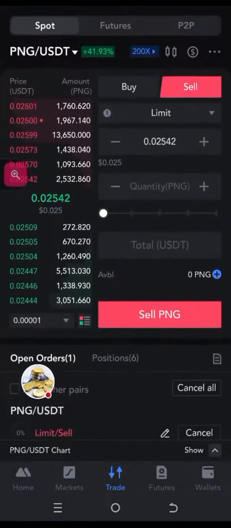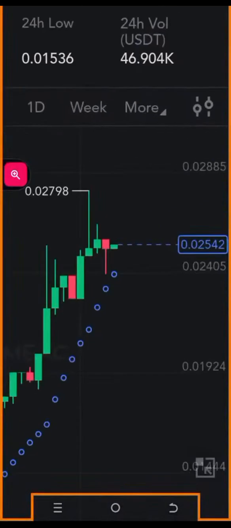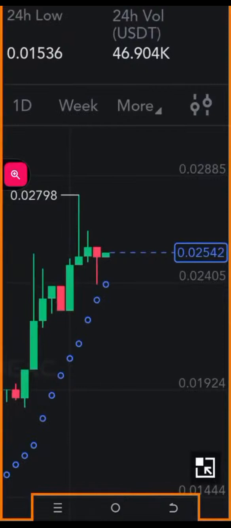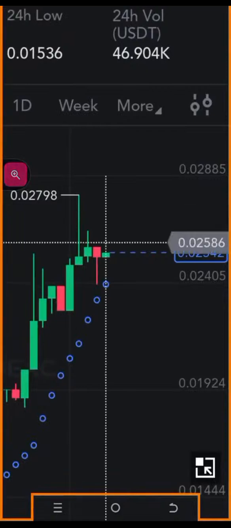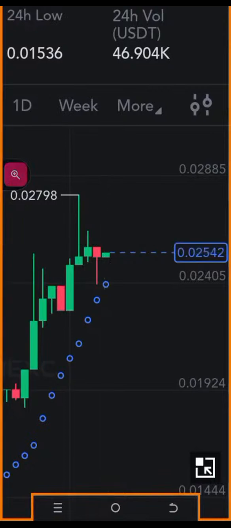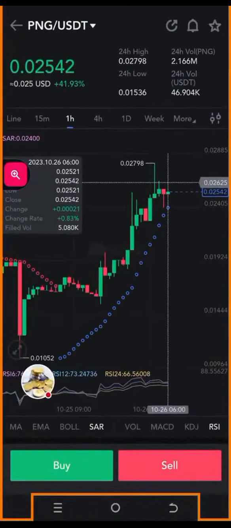Let's check the charts again. The chart is looking good. It's going up. Yeah, pushing up. All we just have to do is to get to this point. Because we don't need to get that far. We just need to get to this point. Yeah, and then we're good. So that's not a far distance. Come on, push it up.